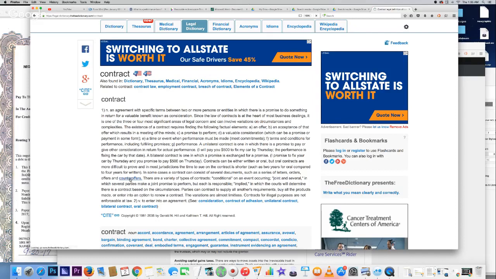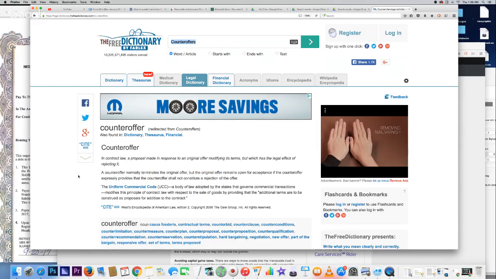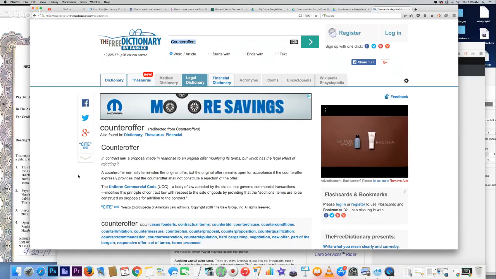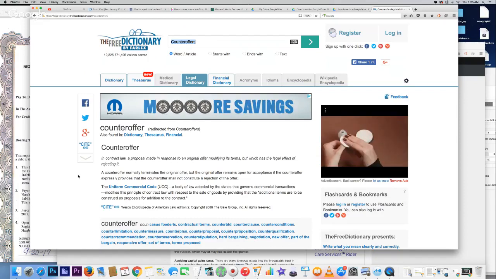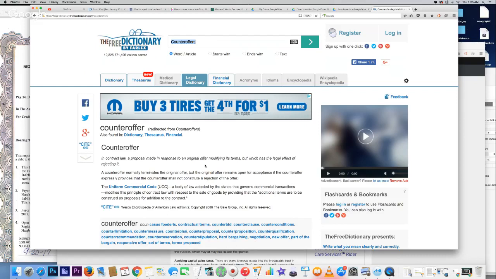Counter offers. In contract law, now we talk about contract law, a counter offer. In order to counter an offer, you have to know how to counter offer. In contract law, a proposal made in response to an original offer, modifying its terms, but which has the legal effect of rejecting it. A counter offer normally terminates the original offer. Did you hear what I just said here? A proposal made in response to the original offer modifies its terms. So it doesn't matter what the terms and conditions were in the initial contract. The right to contract is limitless. That proves my fact right there, when I always tell people that the right to contract is limitless. So the proposal made in response to the original offer modifies its terms.